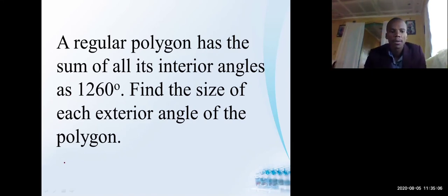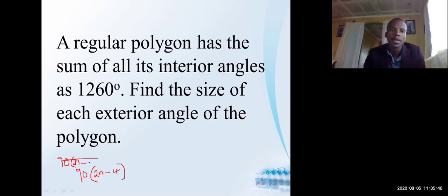See, you know that the formula for getting the sum of interior angles is 90 into, that is n minus, no, sorry, it should be 90 into 2n minus 4.